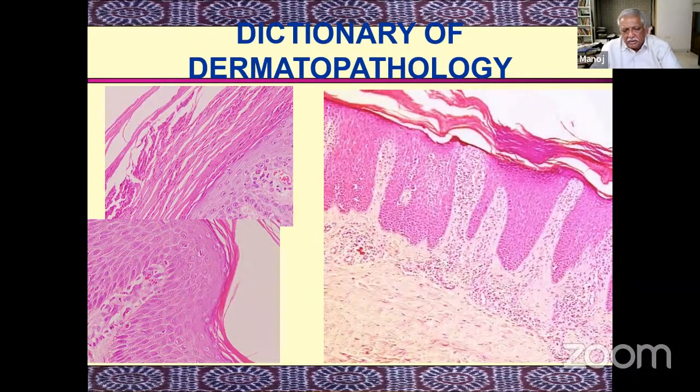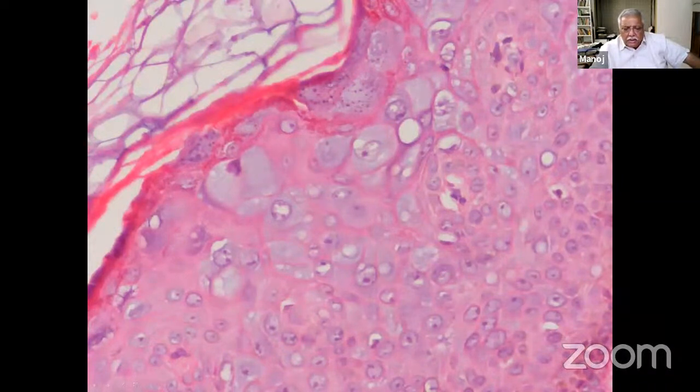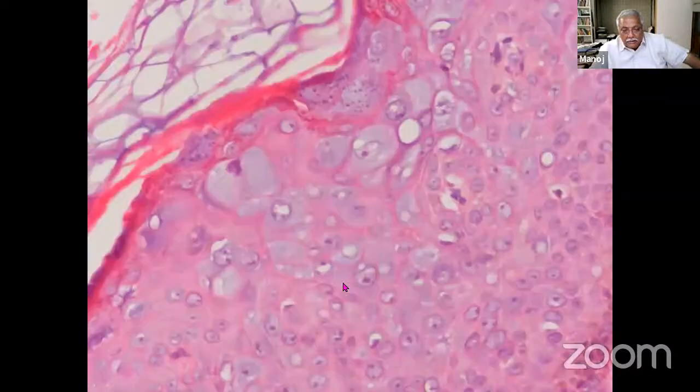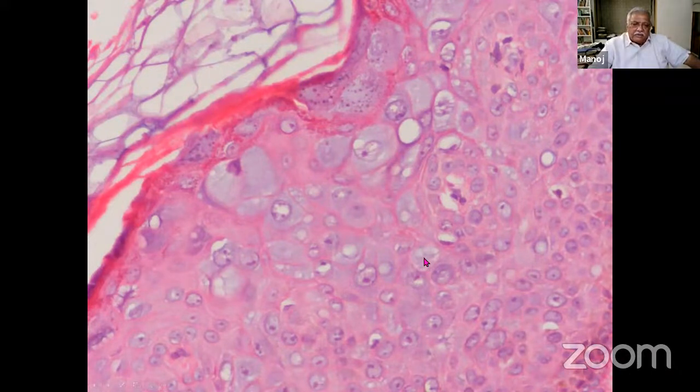A higher power of what we have seen already. Irregular spongiosis, irregular hyperkeratosis, this spongiosis. At times, a dermatopathologist gets terribly excited because you see the color of these cells. These are all pink because of the hyalin. These are all pink. All of a sudden, you will suspect that some of the cells in the epidermis are not pink, they are blue.